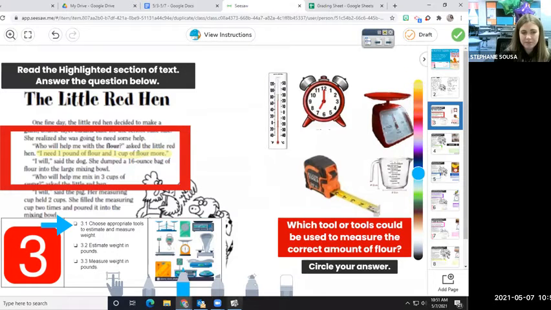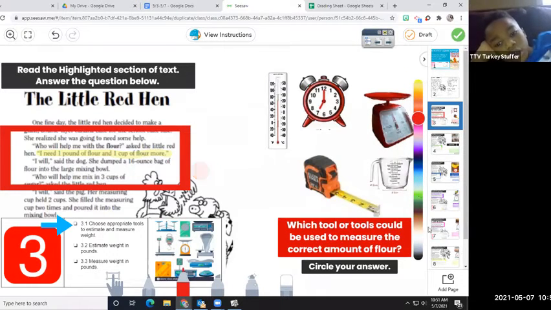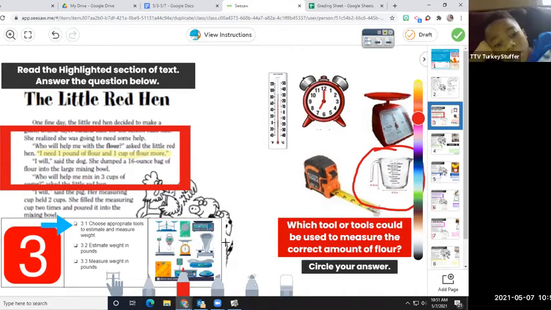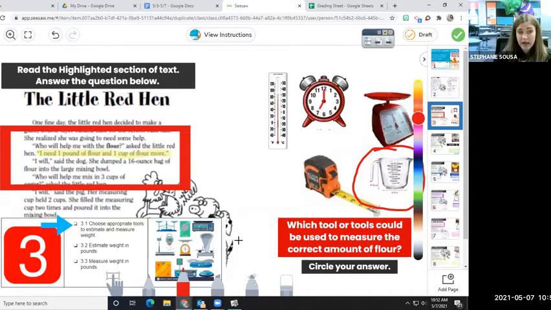Yes, Terrence? The clear cup. This is a measuring cup. And by the way, do we have to highlight? You can. I'm just highlighting the spot that we're focusing on. You don't have to because your answer is going to be over here. Okay. So this can measure the cup.